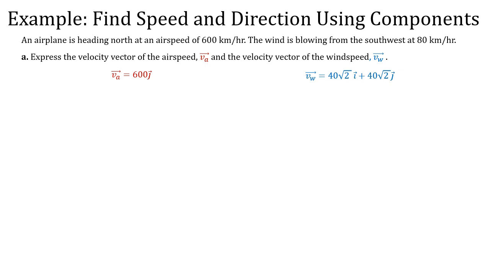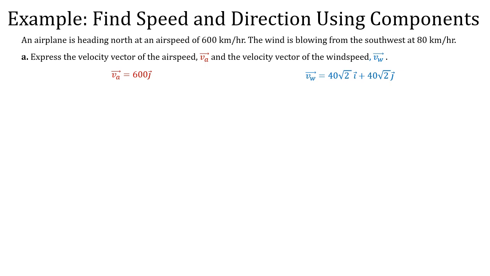All right, so let's keep this example going. This is where we ended up. I went ahead and wrote these a little bit nicer. We have that the airspeed vector is 600j, so that was the vector for the airplane headed north. And then we have the wind speed vector that was 40 root 2 i plus 40 root 2 j.